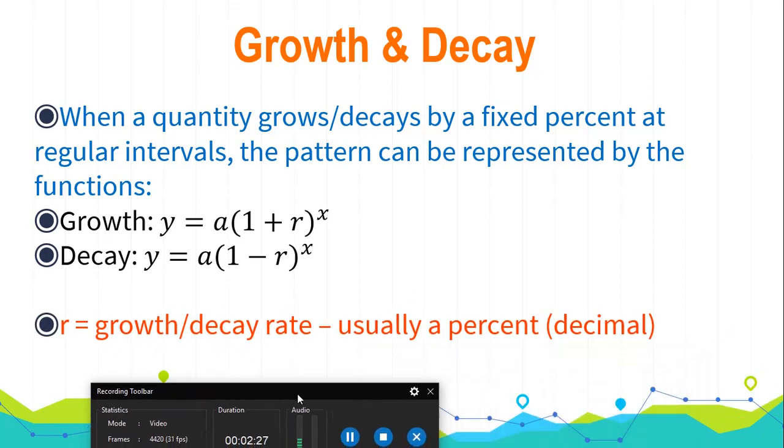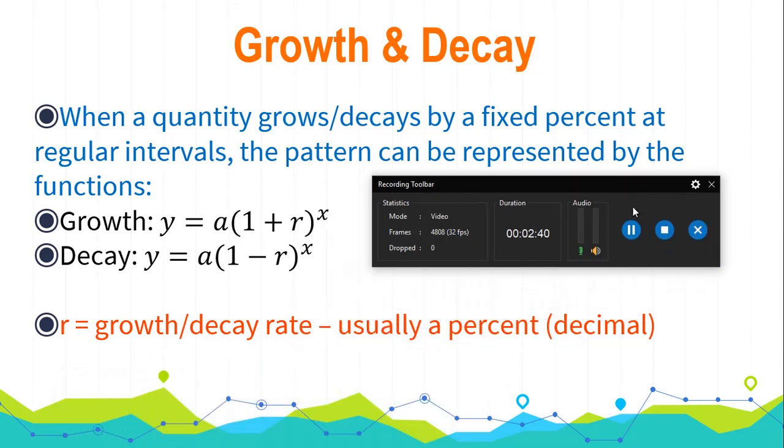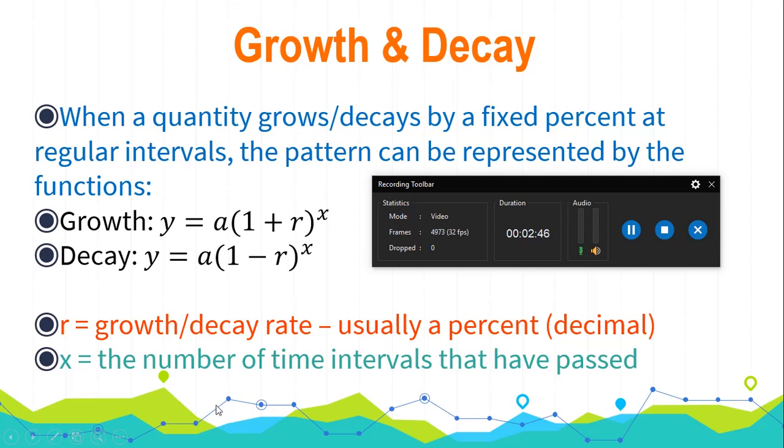So R is going to represent our growth or decay rate. Typically, it's going to be provided as a percentage in the problem. We're going to convert it to a decimal when we sub it into our formula. X will be the number of time intervals that have passed that we're trying to calculate. So maybe we're looking at the growth of bacteria over 20 months, or maybe we're looking at the growth of money over the course of 15 years. So it'll be the number of intervals.